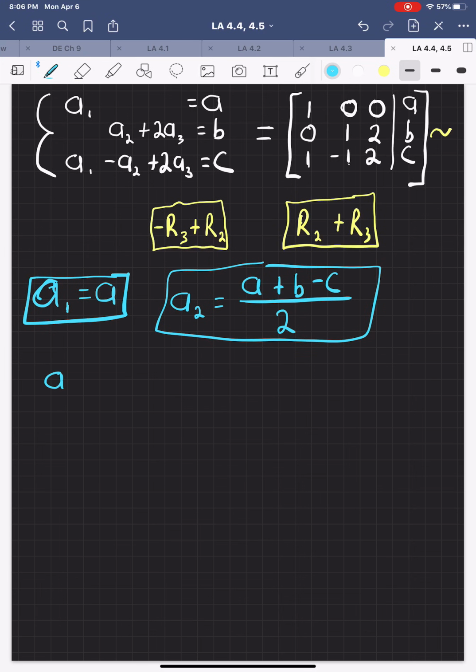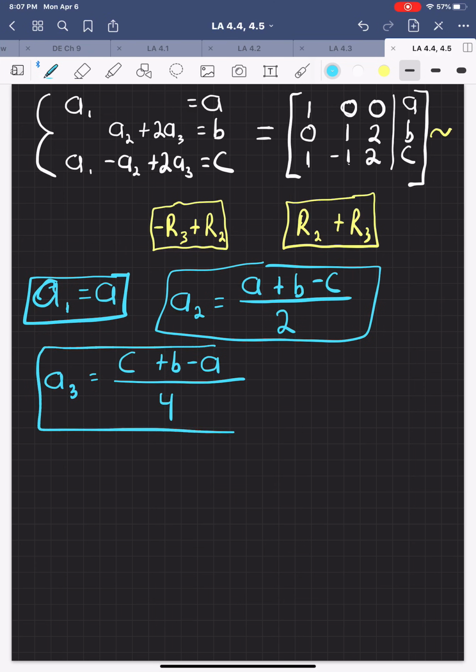All right, finally, a sub 3. Again, you can go back into your system and use some row operations, but I think this is things that we've been doing since chapter 1, so I think you'll be able to follow me fairly easily here. This would be C plus B minus A divided by 4. Okay.